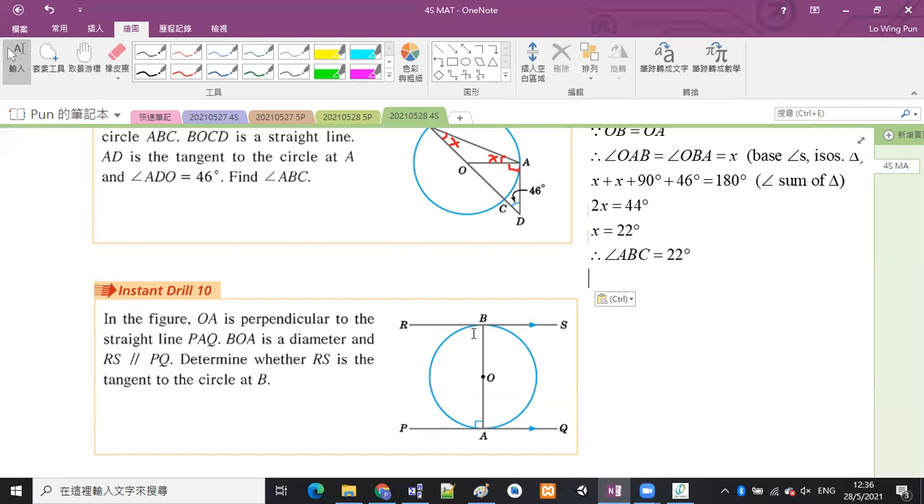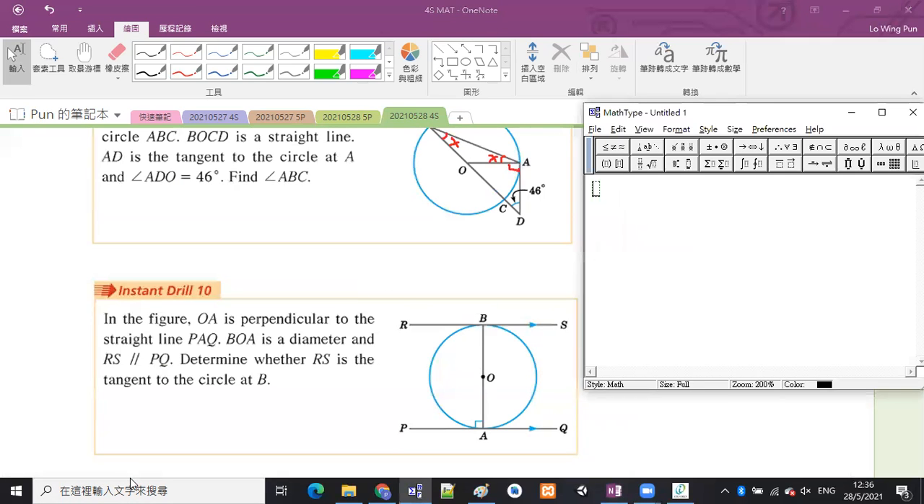But actually diameter also includes two radius. Okay, this is a radius. This is a radius. Okay, so I can also use the tangent perpendicular to radius or the converse of it. Okay, in this situation, I want to check RS here, but I have a pair of parallel lines, so I can use the parallel line first.